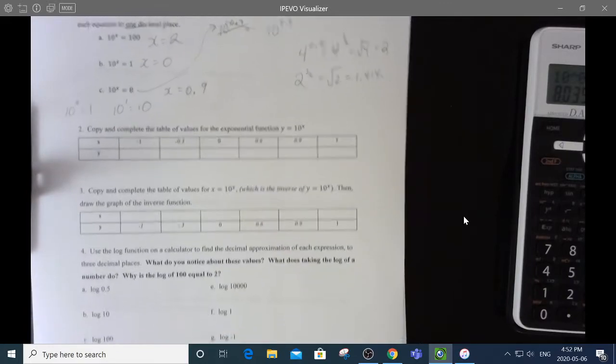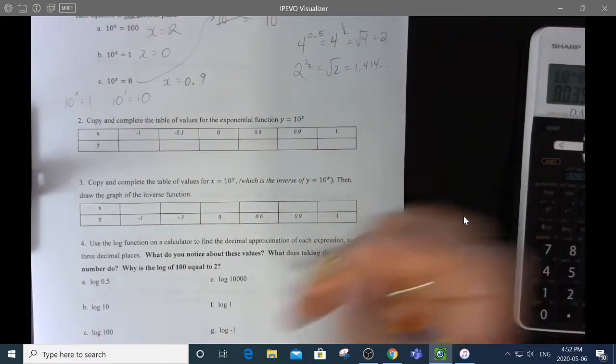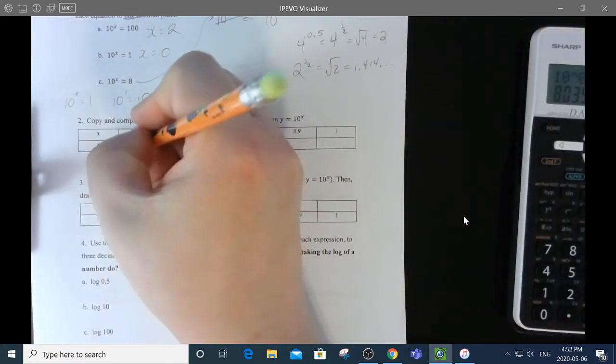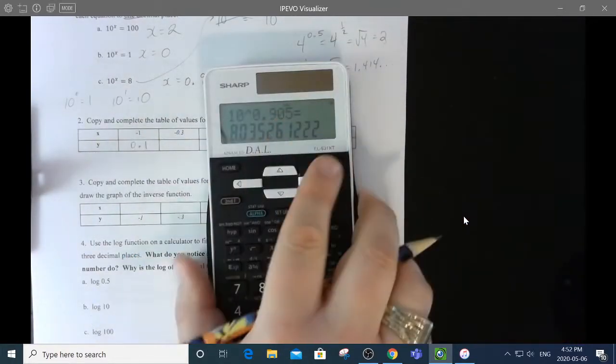Now, we've got a chart to do. y equals 10 to the power of x when x is negative 1. I don't need a calculator for that. 10 to the negative 1 is a tenth, 0.1 if you like decimals. But I have no idea what that is off the top of my head, so I'm going to punch buttons.